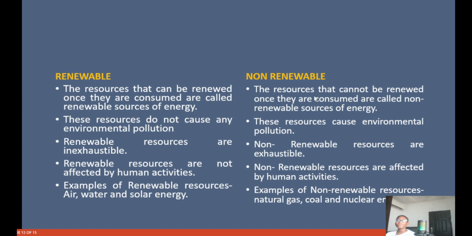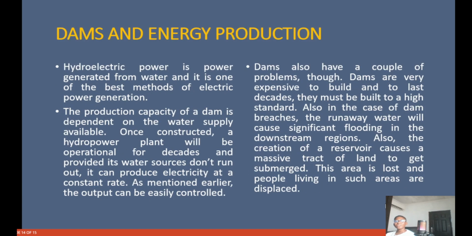Then we have the non-renewable resources that cannot be renewed once they are consumed. They are called non-renewable sources of energy. These resources cause environmental pollution. Non-renewable resources are exhaustible. Non-renewable resources are affected by human activities. Examples of non-renewable resources are natural gas, coal, and nuclear energy.